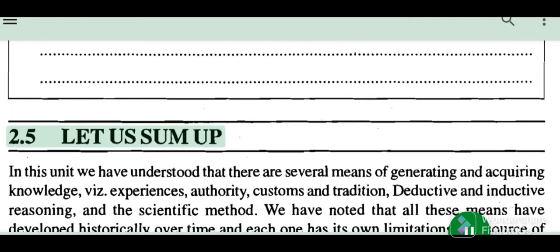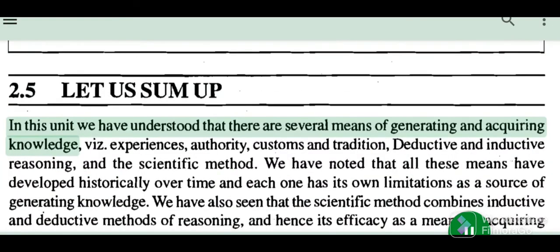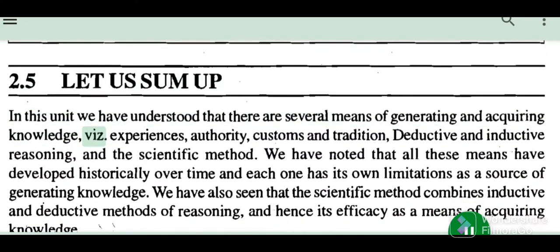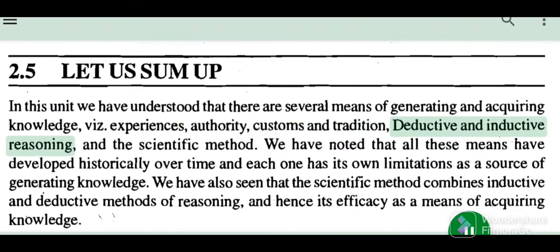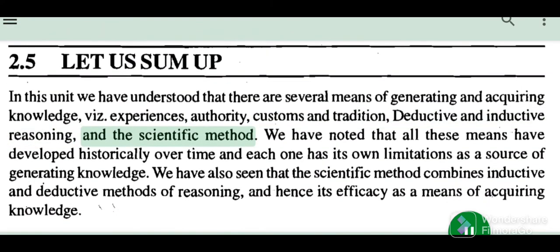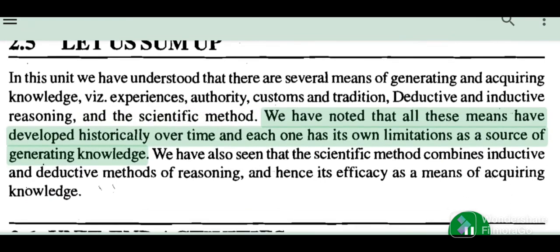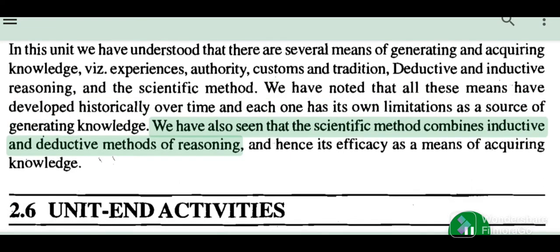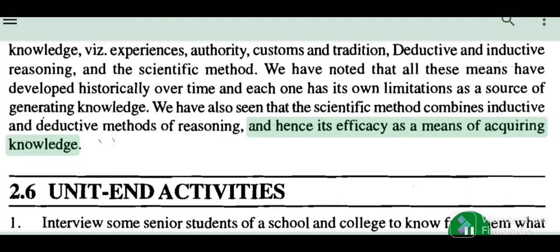2.5 Let us sum up. In this unit we have understood that there are several means of generating and acquiring knowledge, viz. experiences, authority, customs and tradition, deductive and inductive reasoning, and the scientific method. We have noted that all these means have developed historically over time and each one has its own limitations as a source of generating knowledge. We have also seen that the scientific method combines inductive and deductive methods of reasoning, and hence its efficacy as a means of acquiring knowledge.